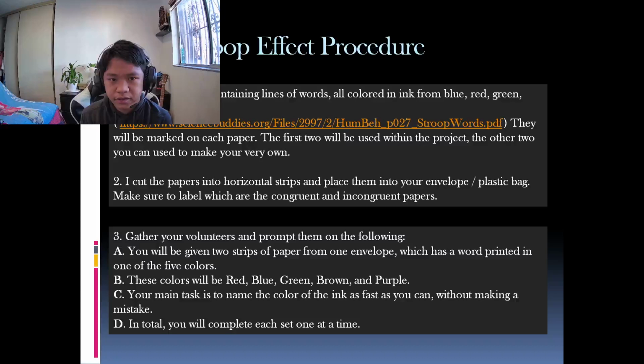I gathered 10 volunteers and prompted them, telling them, you'll be given two papers from one envelope in which the words are printed in 5 different colors. The colors will be red, blue, green, brown, and purple. Your task is to name the ink color without saying the word, and do this as fast as you can without making a mistake. In total, you will complete each set one at a time.